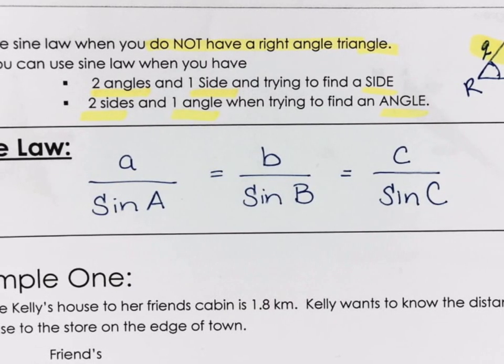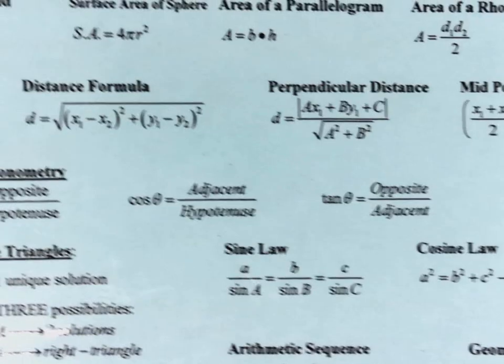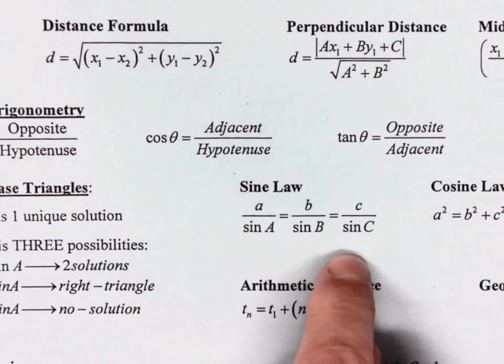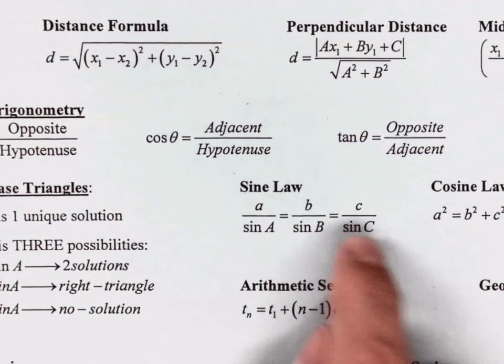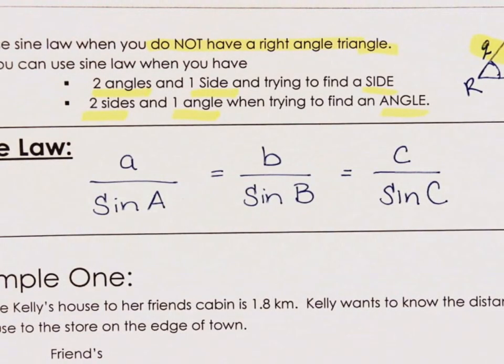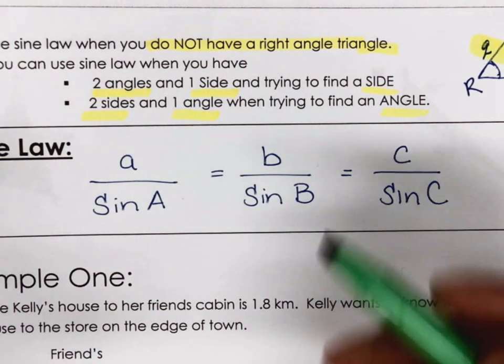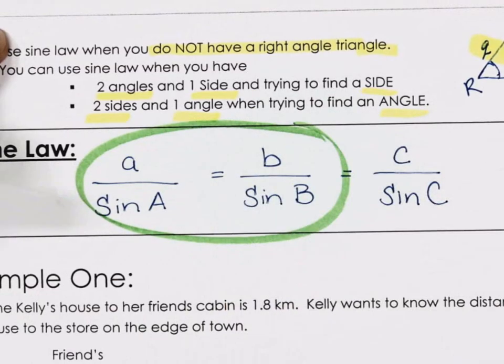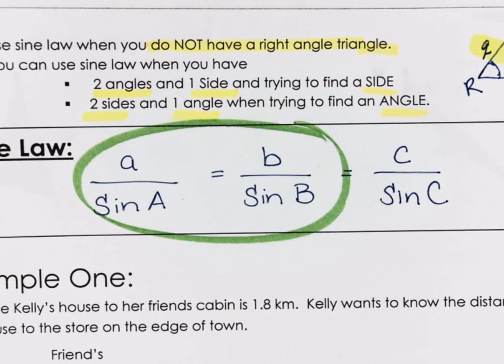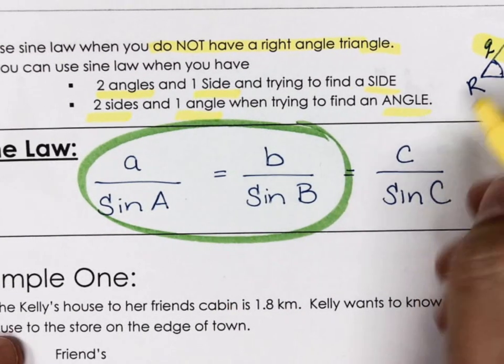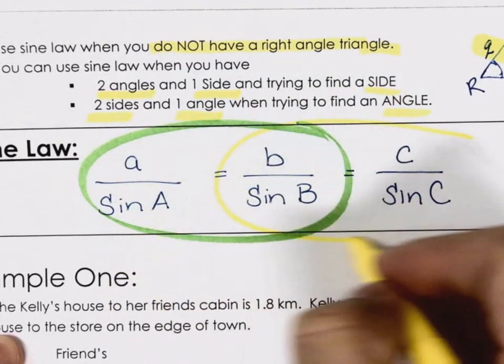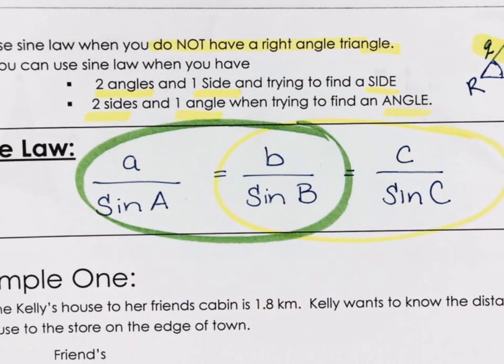This is what it looks like on your formula sheet. I hope I didn't do it upside down. I probably did, just because that's who I am as a person. Oh no, I did it the same way. So here's your sine law. It has the three sides, but really what you need out of this is you just need a set of two. So it could be those two, it could be BC, or it could be AC. You only need two of the fraction sets if you're using this formula.